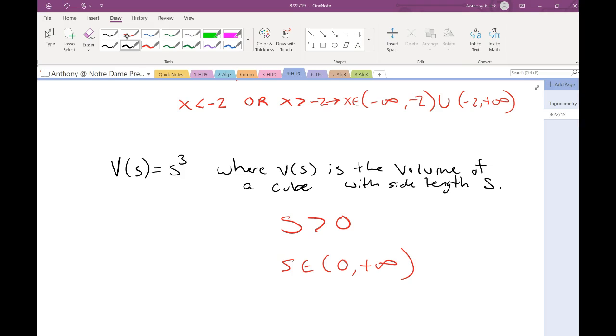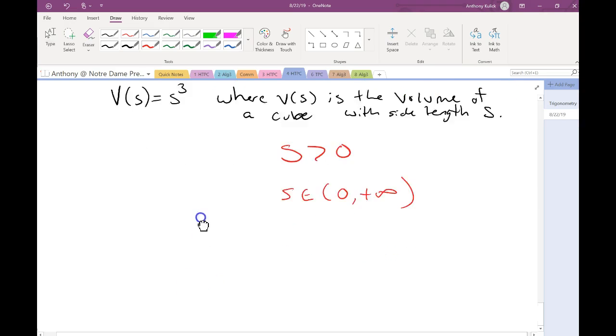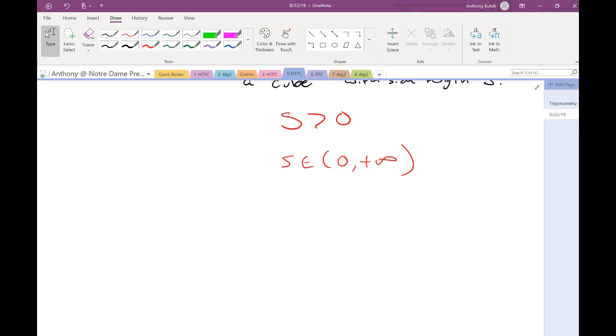Everybody happy with these domains? Hopefully not too bad, right? Should feel pretty familiar, similar to things that we did last year.